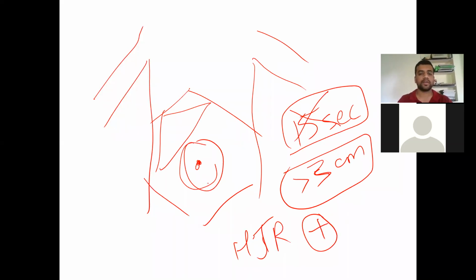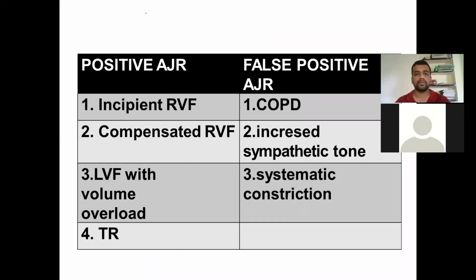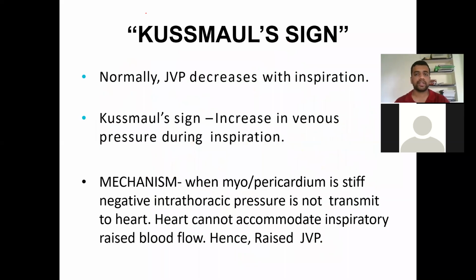The pressure which you are giving here is going to be transmitted to the liver. The liver is also congested because of the right-sided event here. So this is the inferior vena cava. When you put pressure here, the venous return increases, and in turn the JVP increases here in the neck. So these are the important causes we discussed yesterday, and you have to remember them.